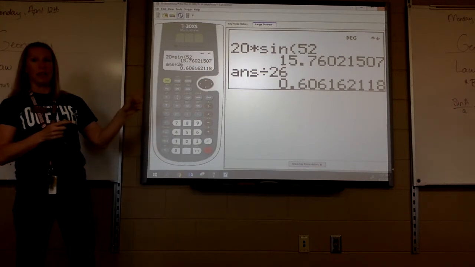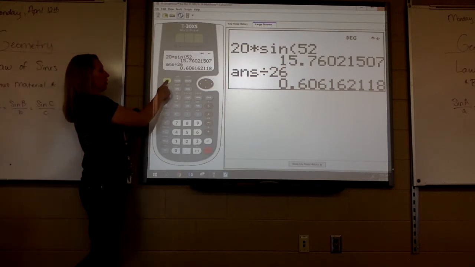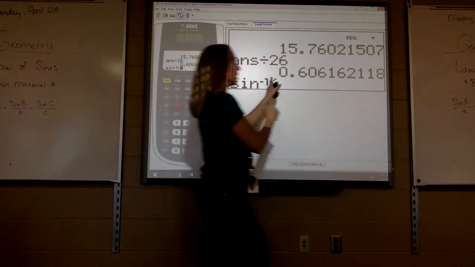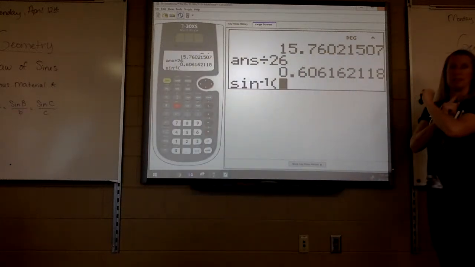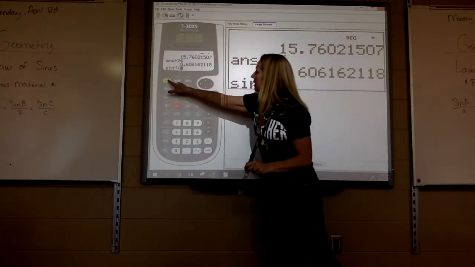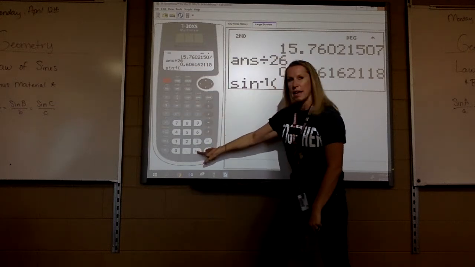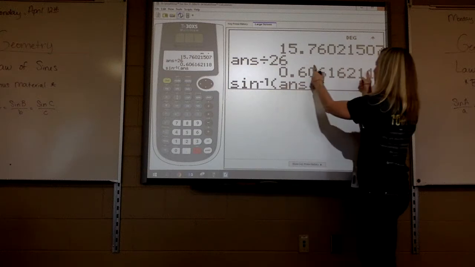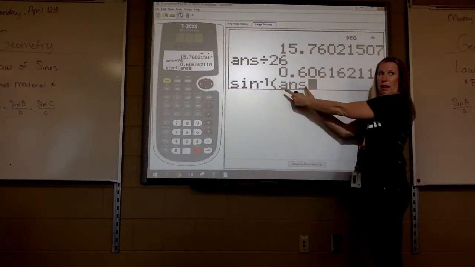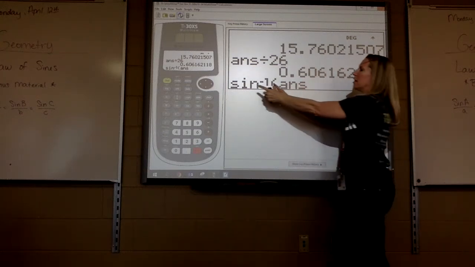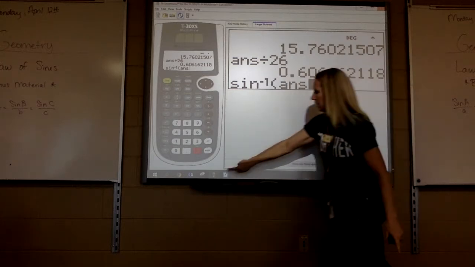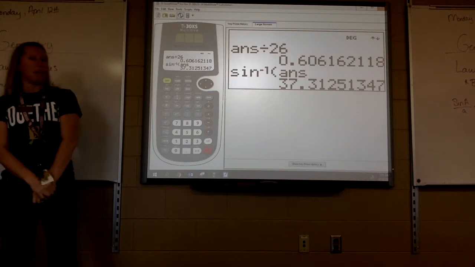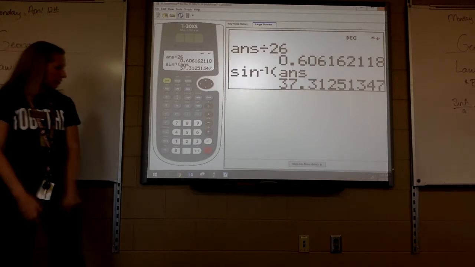So I need to find the angle. So you're going to do second sine, and then instead of typing in that big long decimal, if you hit the second button again, the negative sign has A and S, that takes that answer and plugs it in there. So I'm taking the inverse of that decimal, hit enter. My angle would be 37.3 degrees.